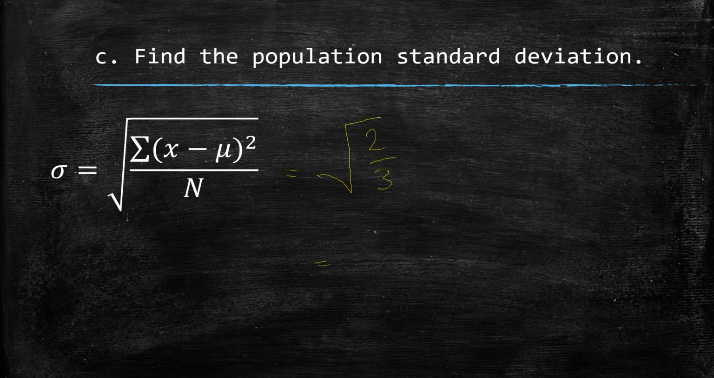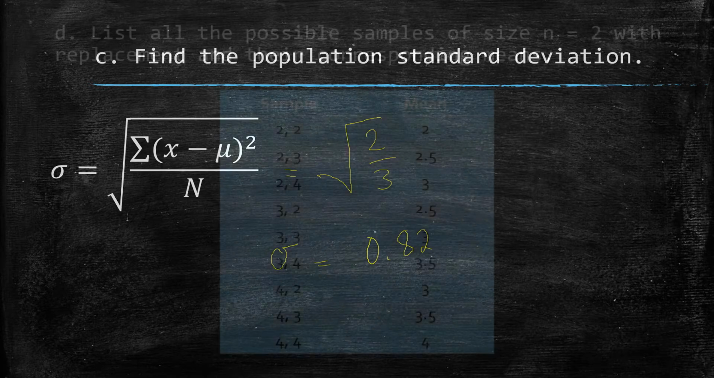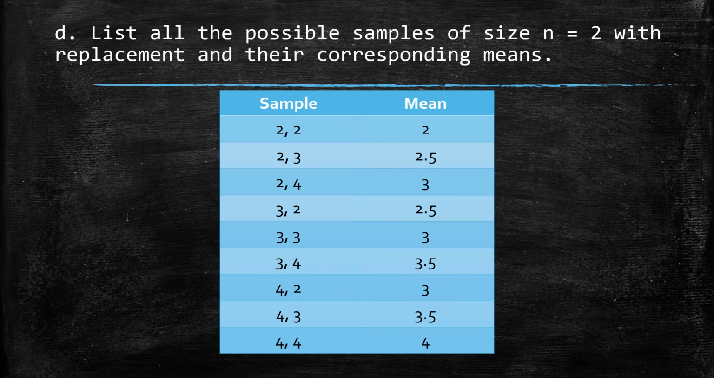So what is the square root of 2/3? So in your calculator, that is 0.816. Okay, so we're just going to round off to 2 decimal places. So that's 0.82. This is your population standard deviation. List all the possible samples of size n equals 2 with replacement and their corresponding means. So what I did is just copied the table from the previous video because I told you that this is the same example.